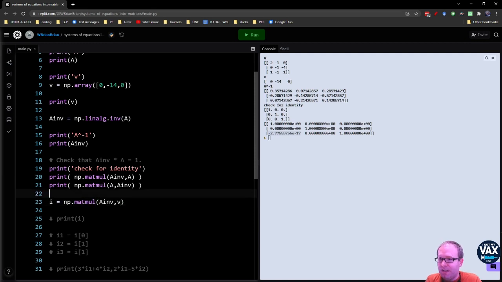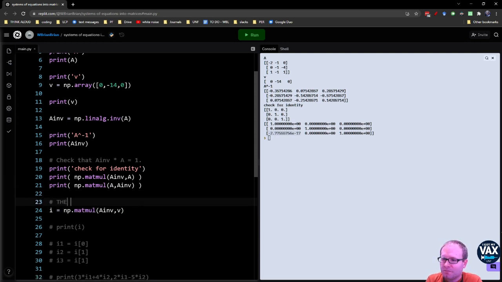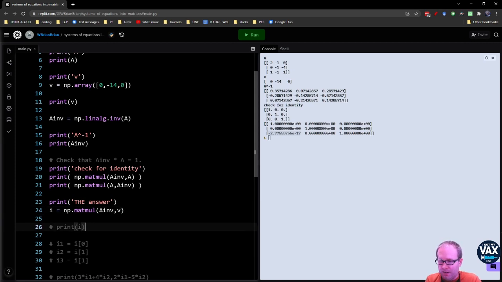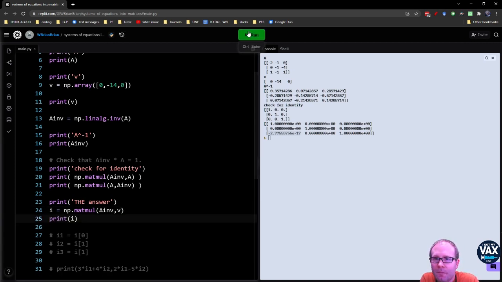Okay, so what we are interested in is the answer, right? So let's have it print the answer. Remember, we want to get out our vector I, and the way we get out vector I is by taking A inverse, multiplying it onto V. So that's what we're doing here. That will give us our vector I. So we'll run this. And I get my answers of negative 1, 2, and 3. Actually, surprisingly simple for all of the other stuff going on there.